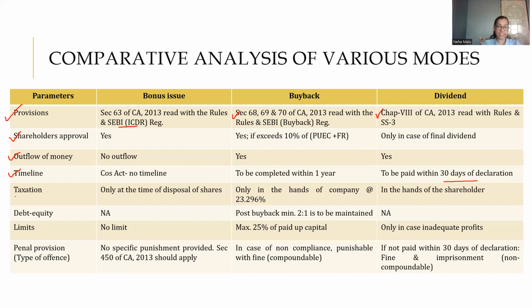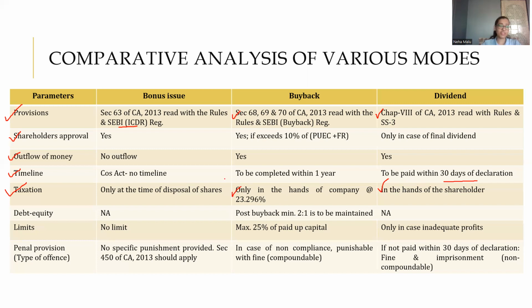Next, when it comes to taxation, in case of bonus issue, there is taxation only when the shareholder disposes of the shares, and there is no taxation at the time of allotment, neither in the hands of the company nor in the hands of the shareholder. And in case of buyback, there is tax. Tax is only levied in the hands of the company at an effective rate of 23.296%. And in case of dividend, as we have already discussed, the same is taxable in the hands of the shareholders on the basis of the slabs in which they are falling.